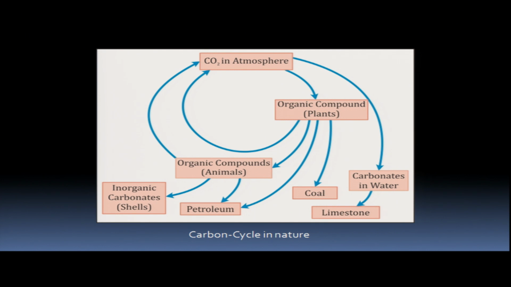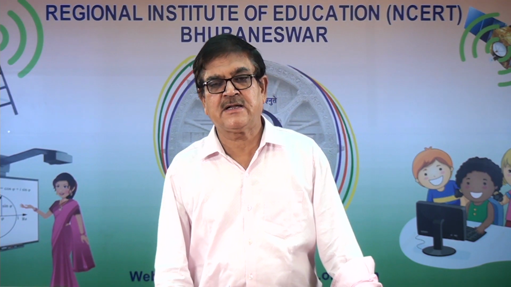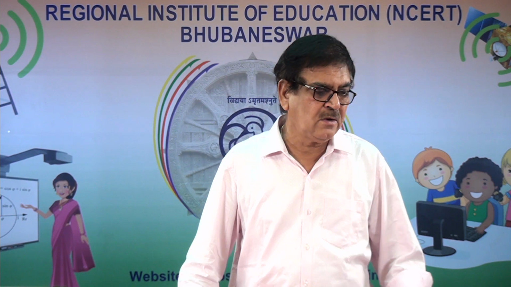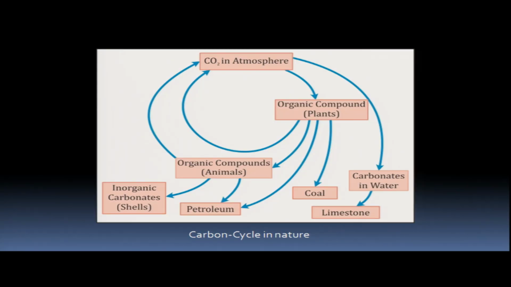Again, when the animals undertake the process of respiration, oxygen combines with the organic molecules and carbon dioxide is made available into the atmosphere. Sometimes this carbon dioxide is stored in the form of limestones or carbonates in the water or on the surface. Sometimes the carbon molecules are stored in the form of coal, sometimes in the form of fossil fuels like petroleum, and sometimes as inorganic carbonates in the cells of the animals in the oceans. So there is a cyclic pathway.